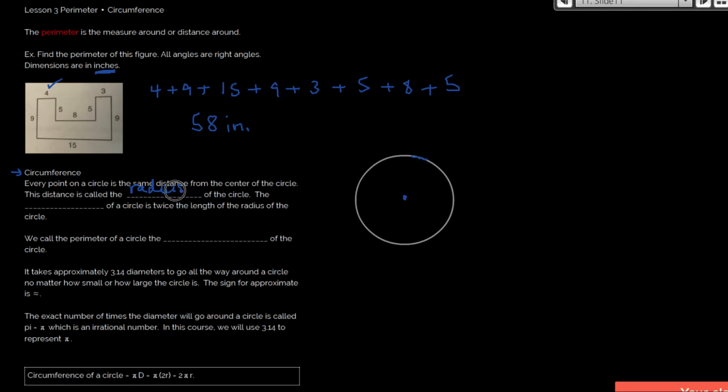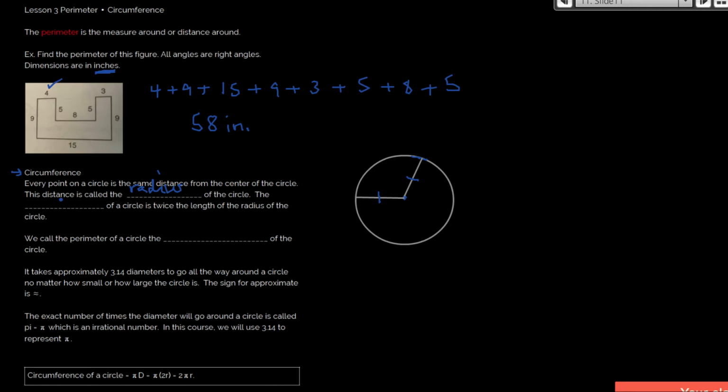Radius. The diameter, so let me draw the radius in here. This is the radius. It goes from the center of the circle to any point. It's always going to be the same anywhere around. So if I draw it from here to here, it's going to be the same. That is the radius. So I'm going to put these little marks to say that they're the same distance.